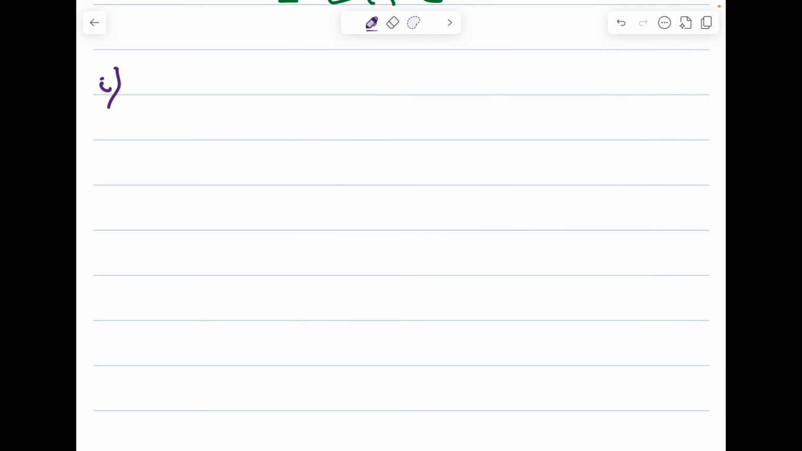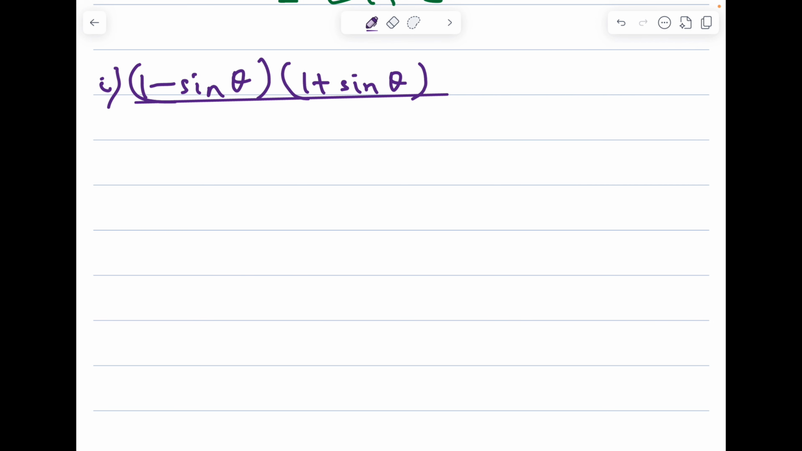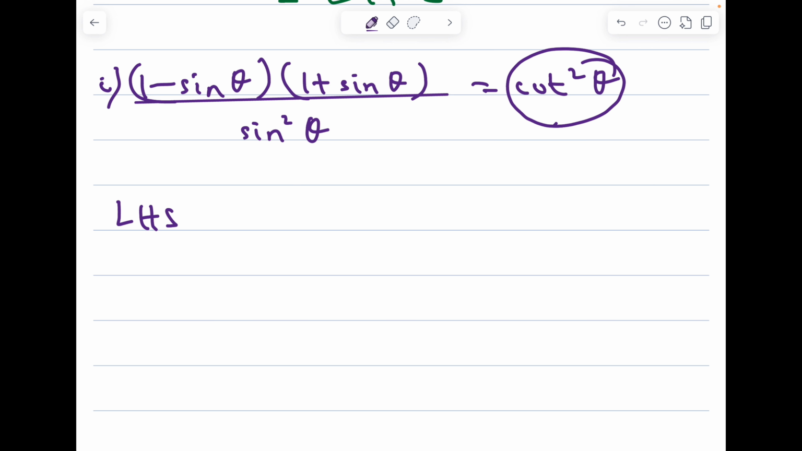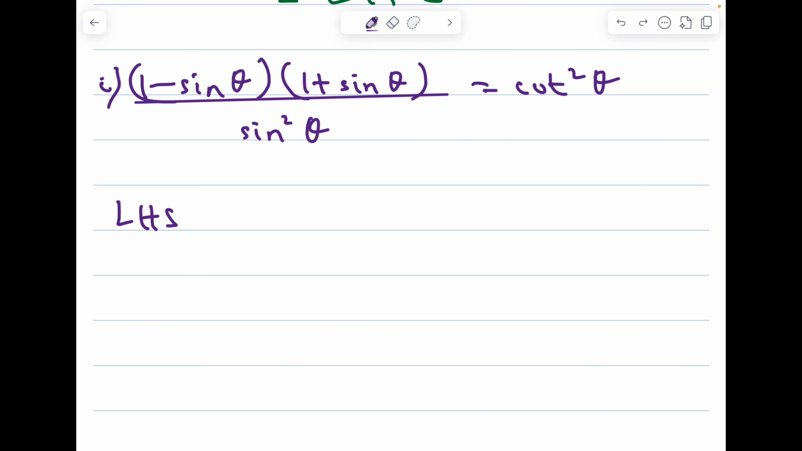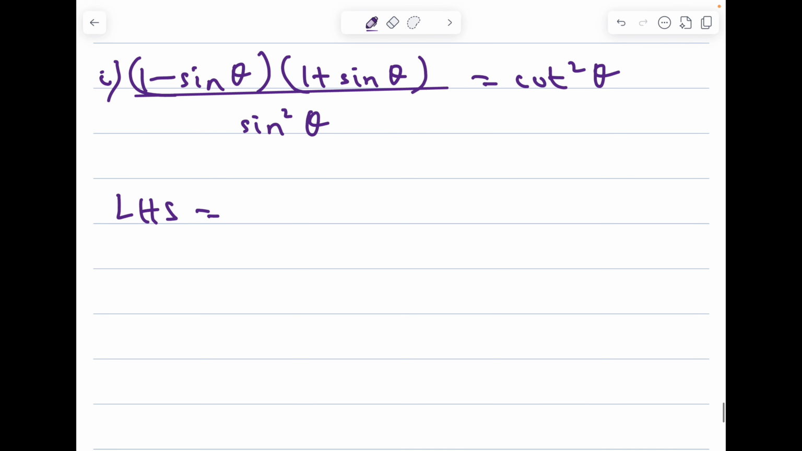That's the first one. Prove that (1 minus sine theta)(1 plus sine theta) all over sine square theta is equal to cot square theta. We start from the left hand side. You can either show that the right hand side is equal to the left hand side, or that the left hand side is equal to the right hand side. Now I am showing that the left hand side is equal to the right hand side.